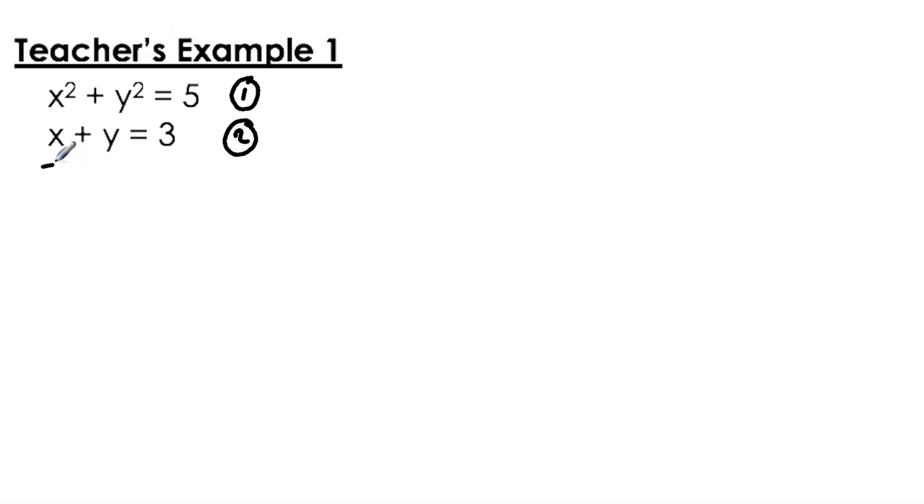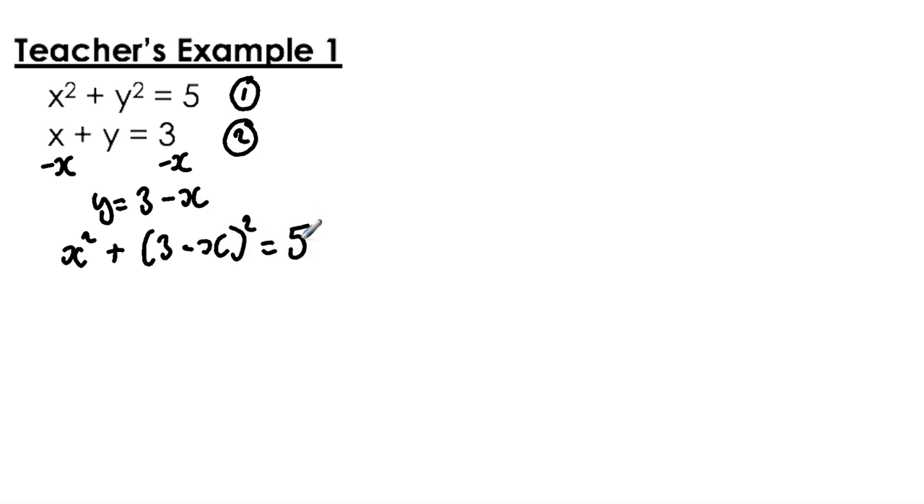Minus x, so we should have y equals 3 minus x. Now I'm going to substitute y equals 3 minus x into equation number 1, x squared plus y squared equals 5. So we should have x squared plus (3 minus x) squared equals 5. I'm just going to rewrite this equation again so I have a double bracket: x squared plus (3 minus x)(3 minus x) equals 5.